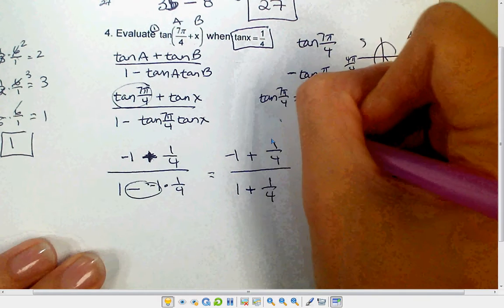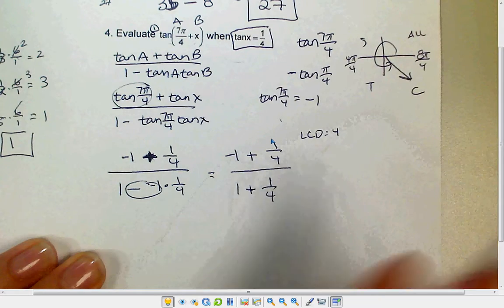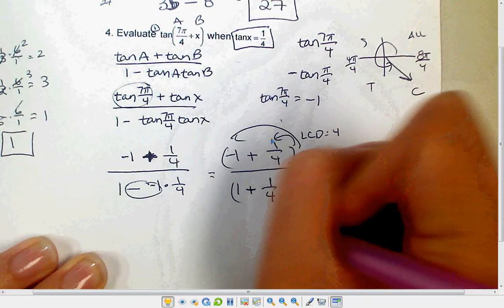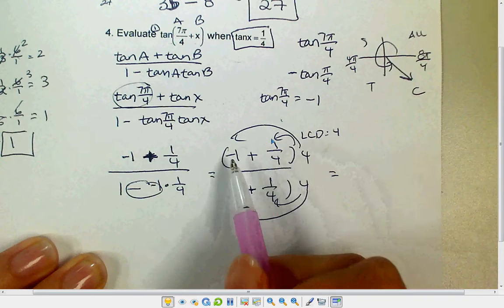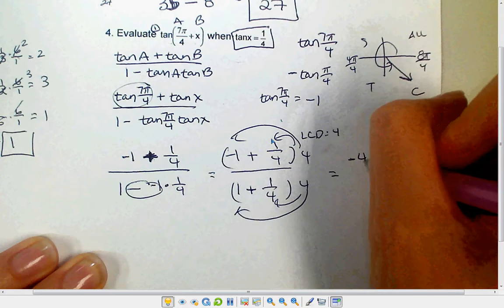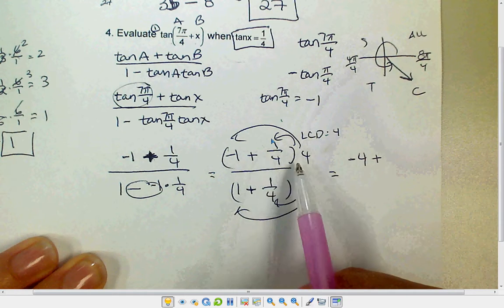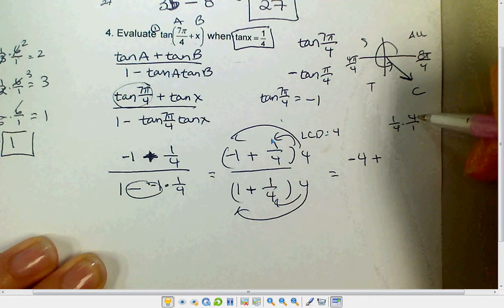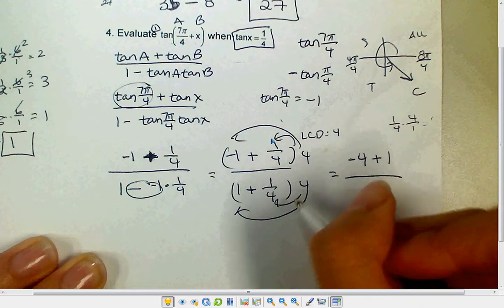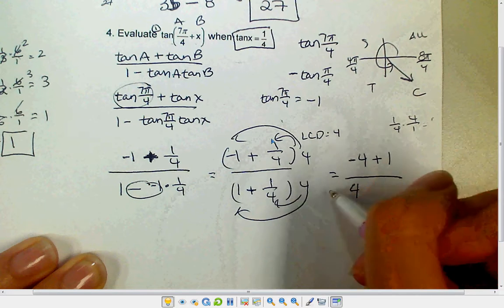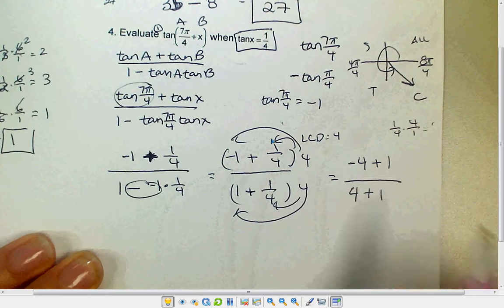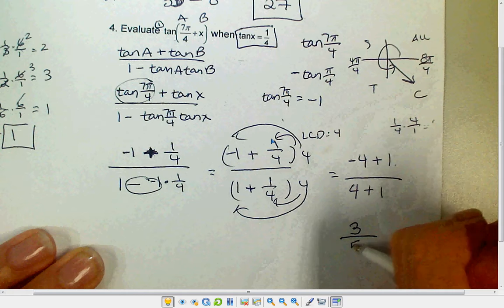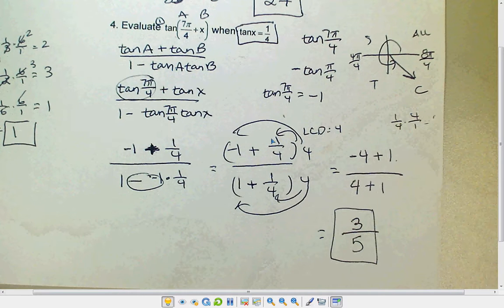And in this case my LCD is just 4 because that's the only thing in my denominator, so I'm going to multiply everything by 4. 4 times negative 1 is negative 4, plus 1/4 times 4 over 1. They're just going to cancel each other out and then leave you with 1. 4 times 1 is 4. Again, 1/4 times 4 is again 1. And so I'm left with negative 4 plus 1, which is 3, over 4 plus 1, which is 5. And that is my final answer.